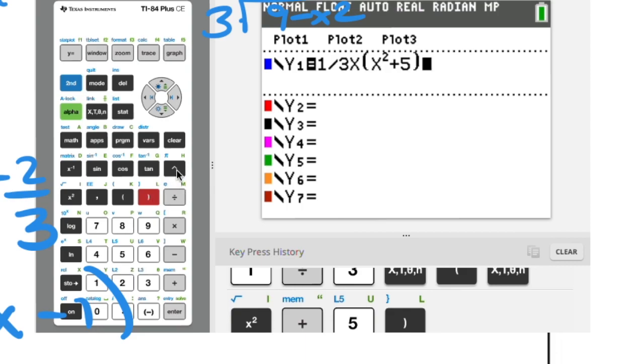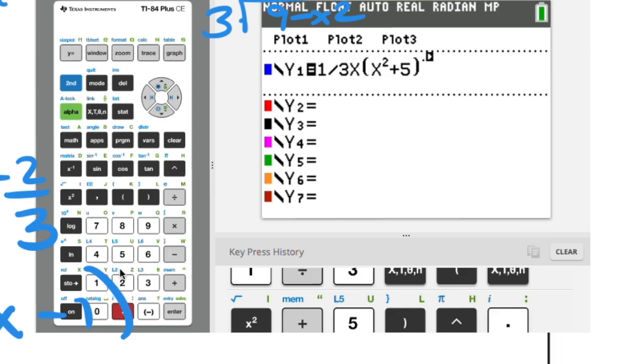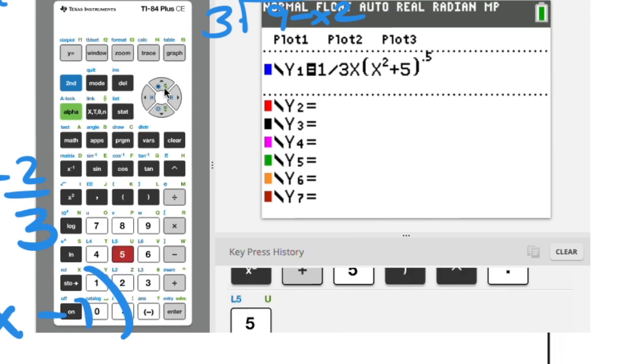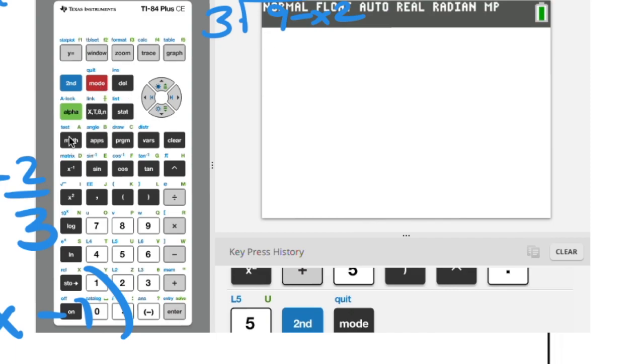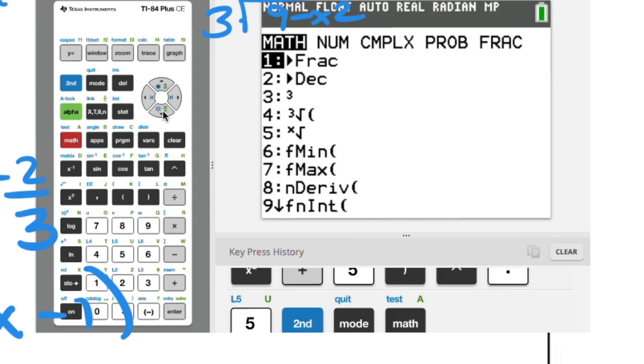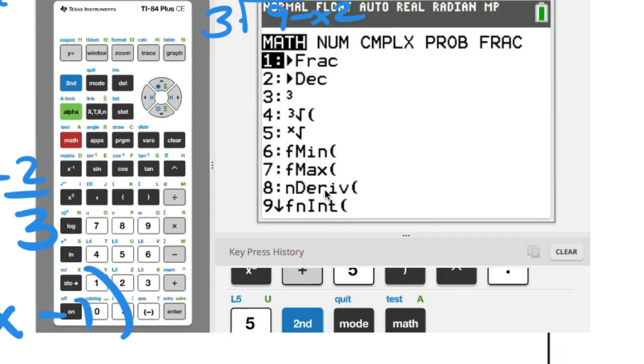This time, we're not going to worry about a window setting. That's going to make things a little bit easier for ourselves. So we're going to go back to the home screen. So second, quit. We're now at the home screen. Go to Math. Choose Numerical Derivative. That's number 8.